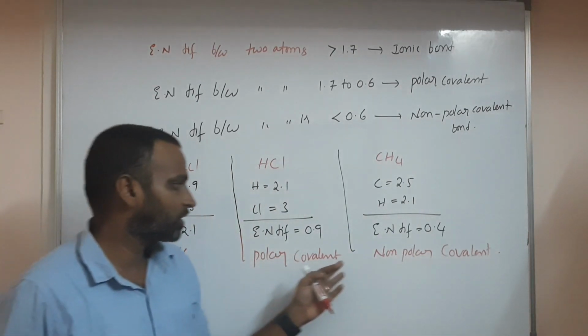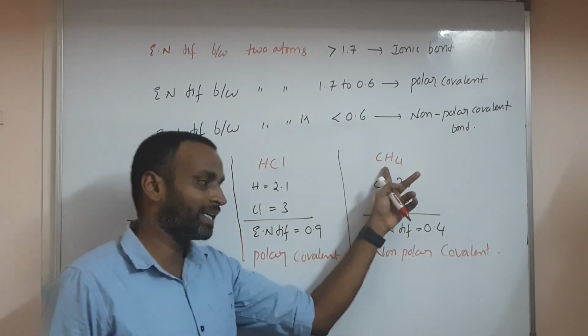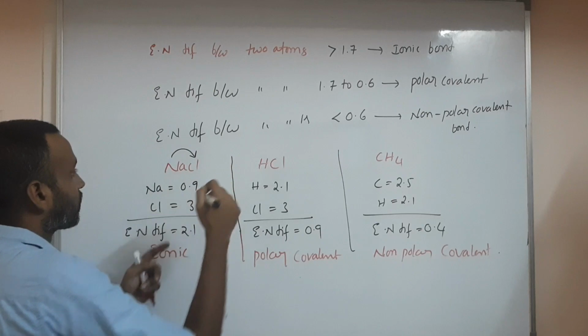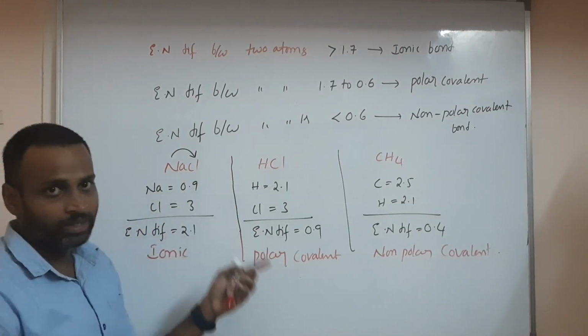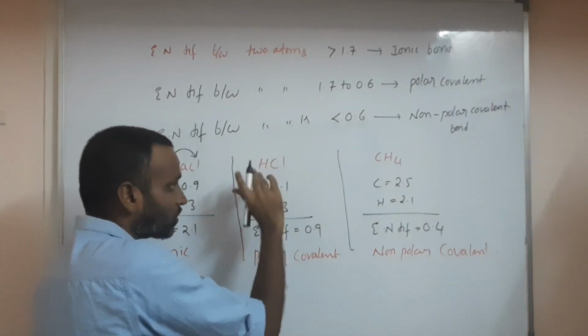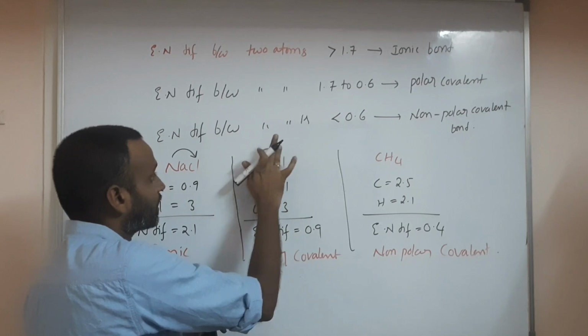What is the difference between polar and non-polar covalent? Here sharing takes place, here also sharing takes place. Ionic means complete transfer of electron from this metal to non-metal, that is ionic, everybody knows. Here, from hydrogen to chlorine, there is no complete transfer of electron.